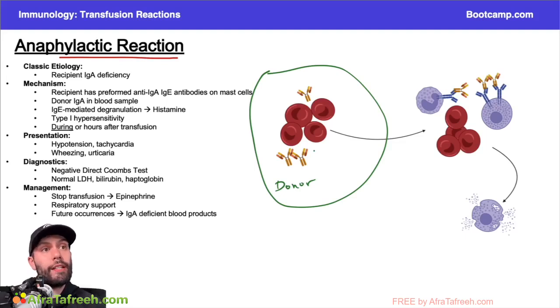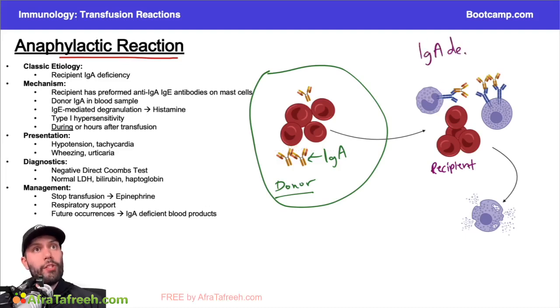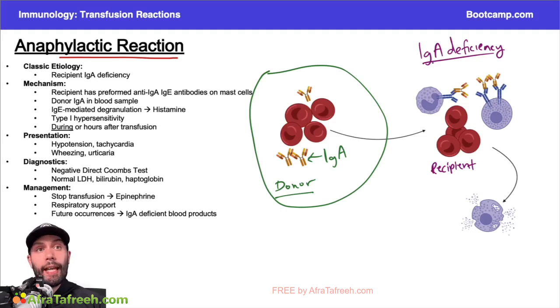But the concept here is that the donor is gonna give this blood, and most patients will probably have IgA antibodies, okay? And so this is gonna be the IgA antibody. Now, when that blood is donated, normally this wouldn't be a problem, right? Because most patients have IgA antibodies. However, what we're talking about specifically here is a patient that does not have IgA antibodies. So this is a patient that has IgA deficiency. This is the recipient. What does that mean? That means that they don't have IgA antibodies.